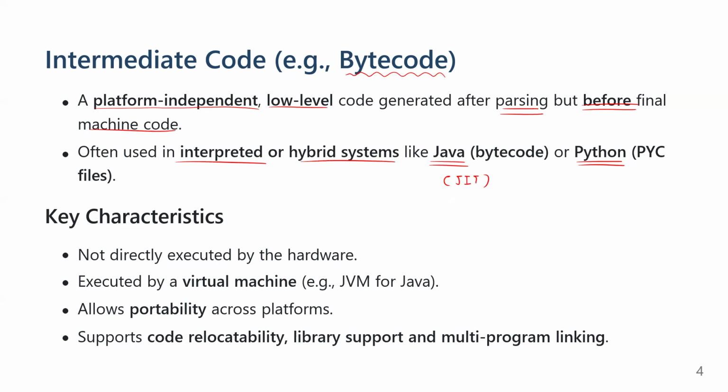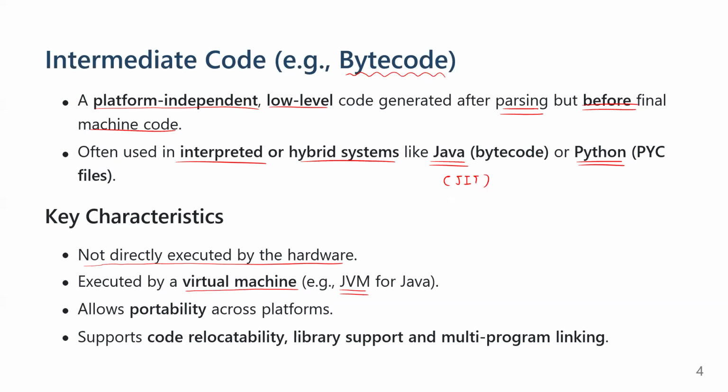And the characteristic of intermediate code is that it's not directly executed by the hardware, and it's executed instead by a virtual machine. In Java's case, this virtual machine is known as the Java virtual machine, or the JVM, but it's not executed directly by the hardware. It's executed by a virtual machine, which is what makes it so platform independent, because as long as you can install this JVM or virtual machine on any system, and essentially virtual machines can run on any host machine, independent of the host machine's hardware, right?